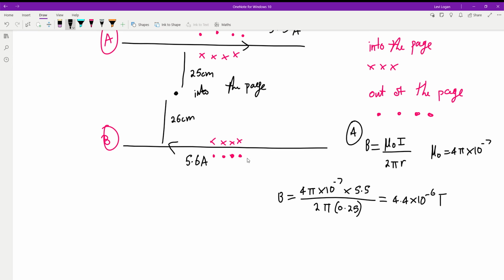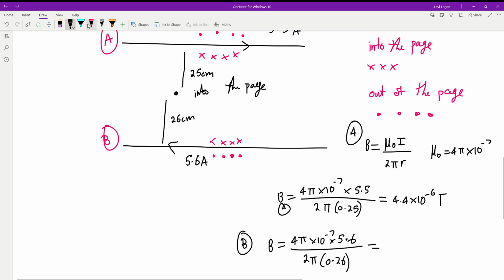It will be in the same direction as this. So this is for wire A. Now let's work it out for wire B. So wire B, same stuff as before. 4 pi times 10 to the negative 7, except you got to use this current now, so 5.6 all over 2 pi, and don't forget to change this distance to meters, 0.26. Okay, plugging that into your calculator, it's only going to be slightly stronger because, well, actually it might be the same because this is further away by 1 centimeter, but it is a stronger current slightly. So we'll have to see which one is stronger or if they're actually the same strength.